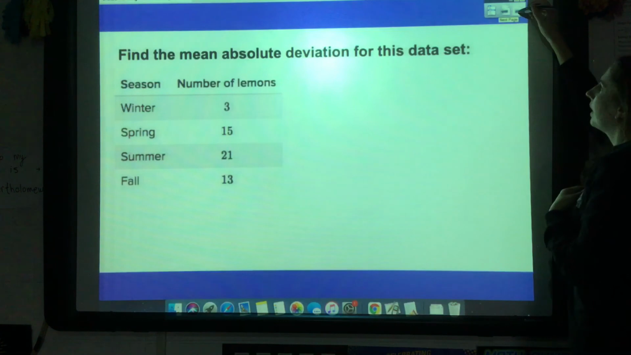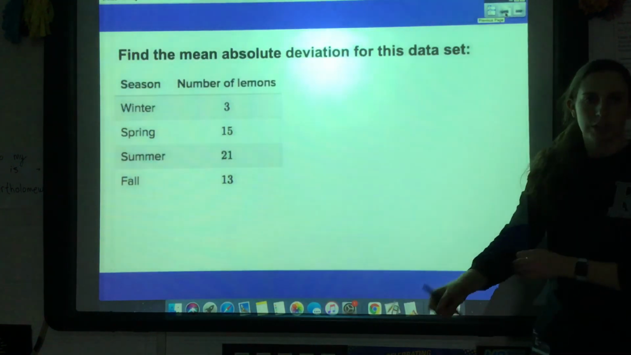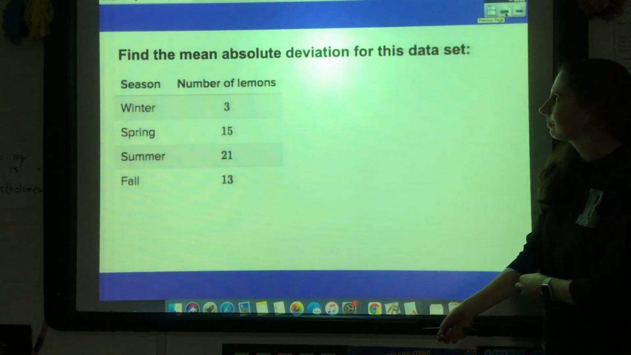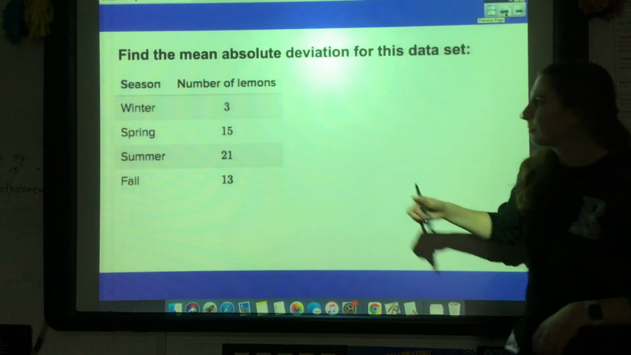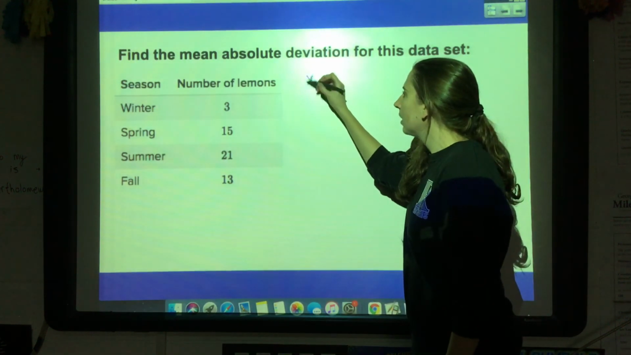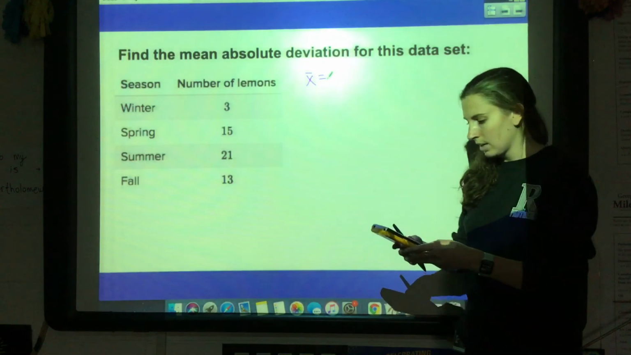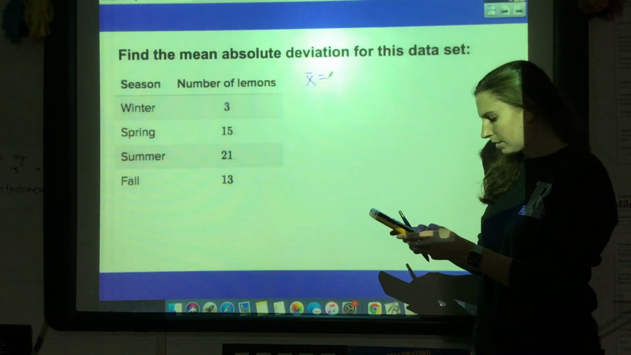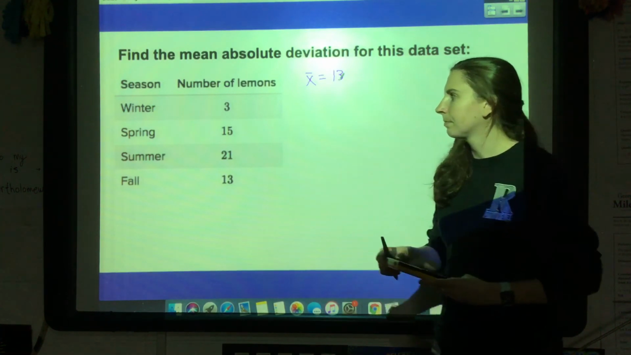All right, just one final example. Go ahead and pause the video and then you can watch me go over it. So again, the first thing I want to do is find the mean. The mean is add them up and divide by 4 in this case. So 3 plus 15 plus 21 plus 13 divided by 4. So 13 is the mean.